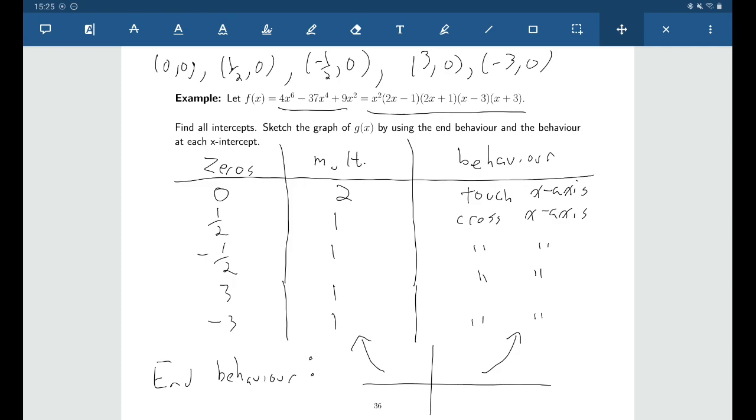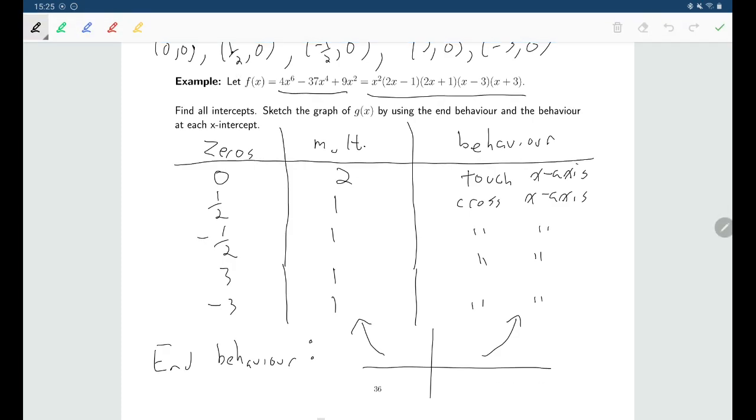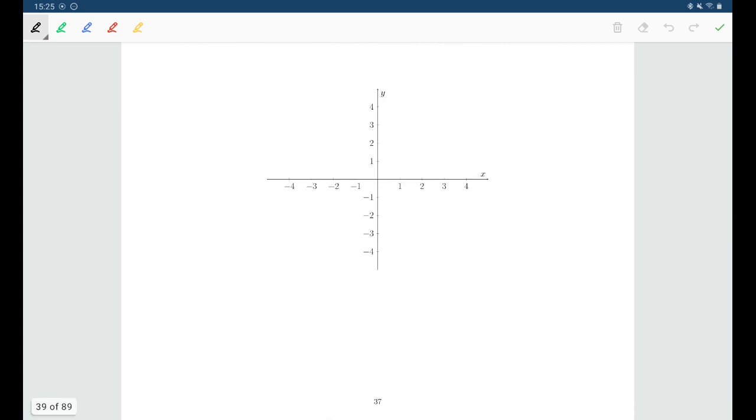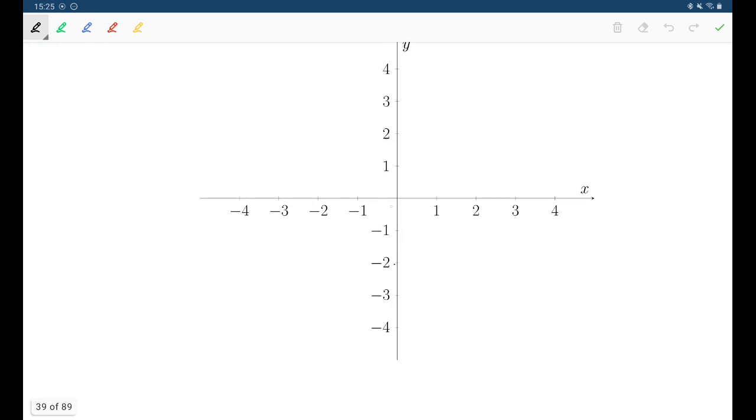So now we've got all of the things that we need in order to be able to graph our function. Let's get into that, and let's start by first plotting our points. We have 0, 1/2, -1/2, 3, and -3. 3 and -3 were our furthest away x-intercepts, and from them, that's where our end behavior begins. And we know the end behavior is to go up to positive infinity on either side.